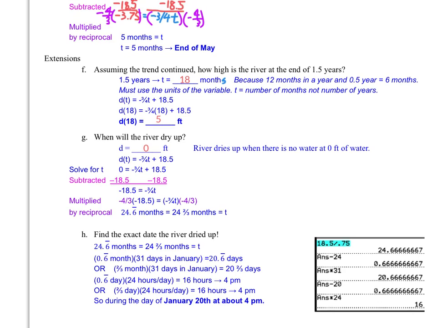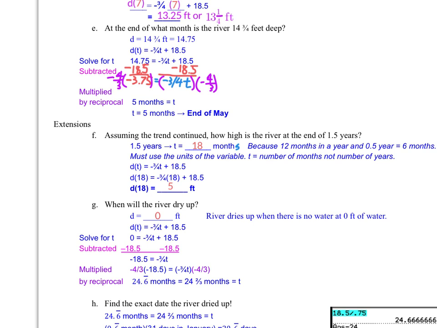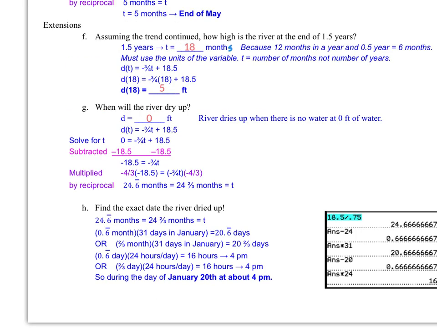You'll notice that that's exactly the same as what we did with part E, except we had 14.75 as my starting point for my depth. Now we're starting at 0, but it's still the same exact process. We're still going to subtract 18.5 from both sides. We're still going to multiply by the reciprocal, negative 4/3, on both sides. The time when it dries up is 24.6 repeating months, or 24 2/3 of a month. So that's how many months it will take to dry up.